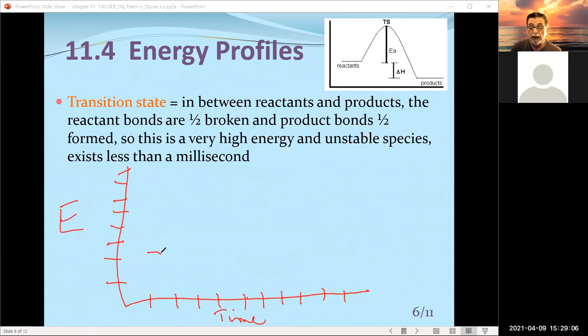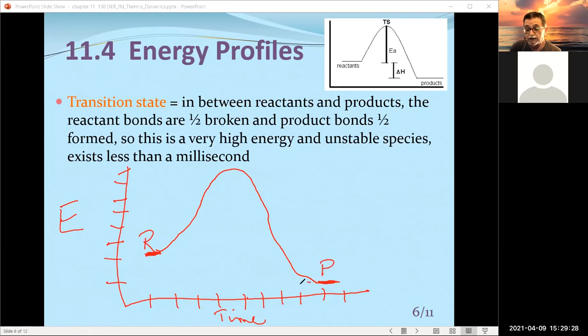I start off with my reactants at this stage, okay? I let the reaction proceed, and the energy goes up, and then after I'm done, I end up down here, and my products are down here. So my reactants, I'm going to name R. My products end up somewhere over here, okay?